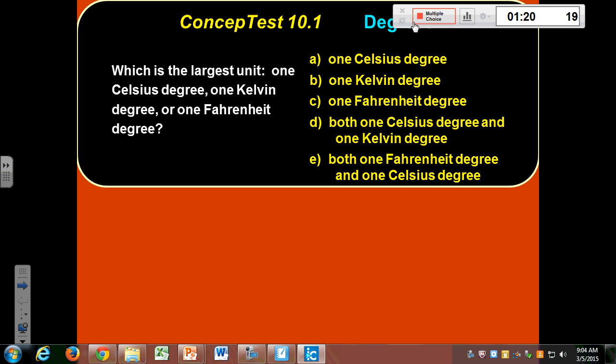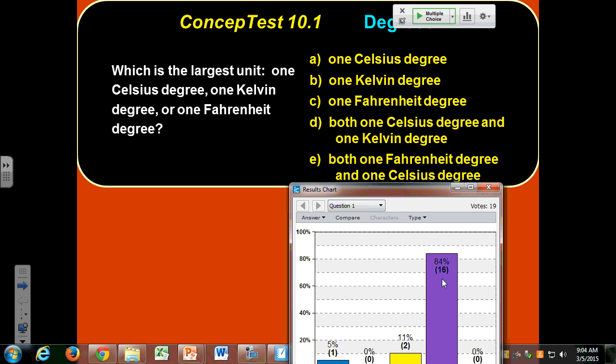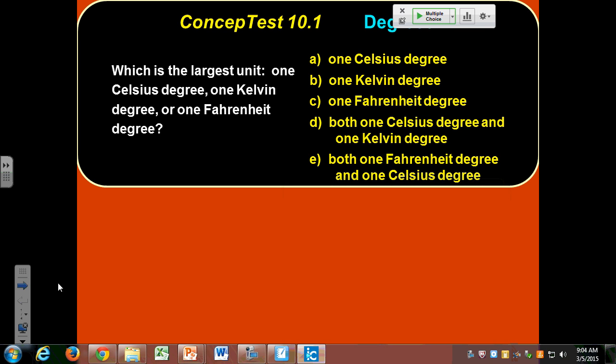All right, so just a few more seconds. I'll stop at 125. Very good. D is the right answer. The Celsius degree is bigger than the Fahrenheit degree, and the Kelvin is the same size as the Celsius degree.